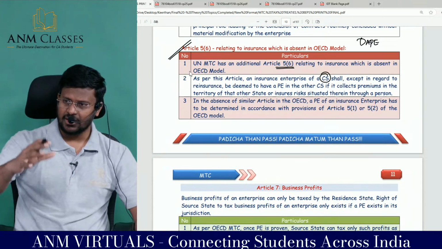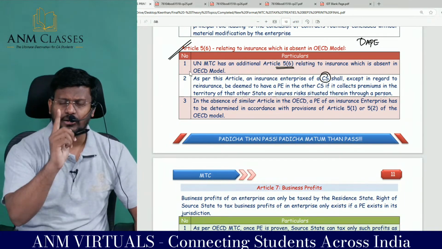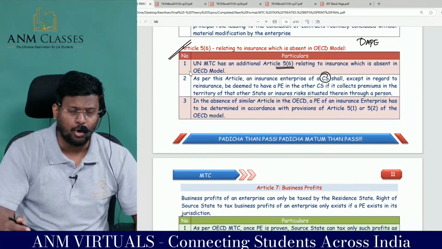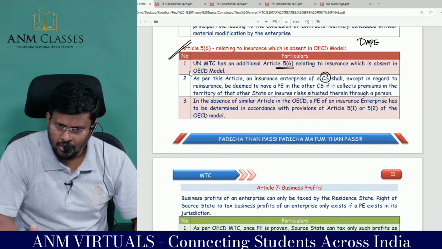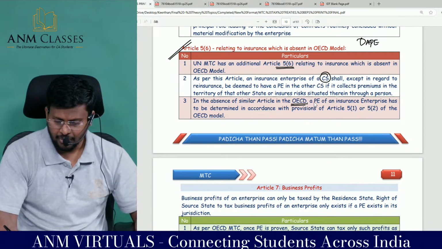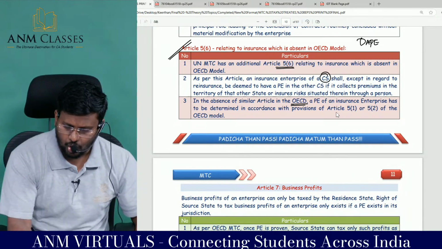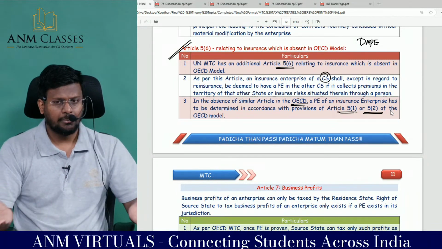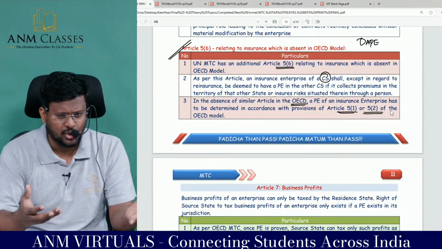Person. That means the insurance company is situated outside India and is collecting premium from at least one person in India. That means as per the UN model tax convention, we can say that they have a permanent establishment in India. Whereas, in the absence of a similar article in the OECD model, a PE of an insurance enterprise has to be determined in accordance with article 5.1 or article 5.2. They don't have such stringent rules. Even 1% taken by the insurance doesn't matter.